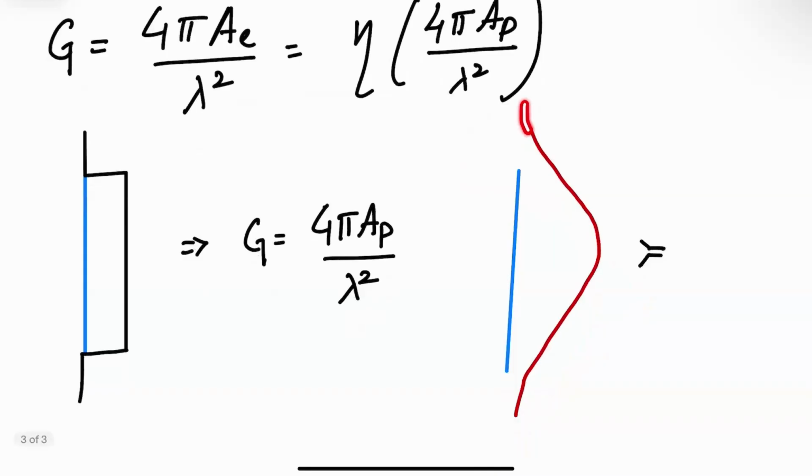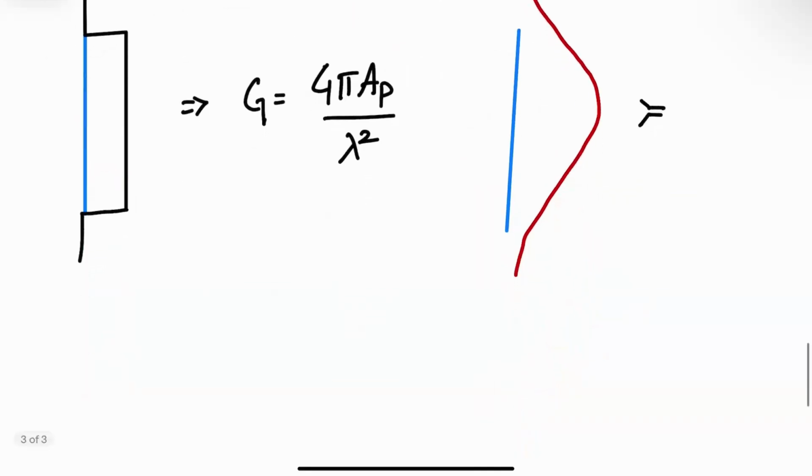So to capture the effect of the illumination, the fact that it's not uniform, we need to introduce an efficiency. And that's essentially what this efficiency parameter is capturing. It's saying how much do I deviate from this ideal current distribution of a step function. Okay.